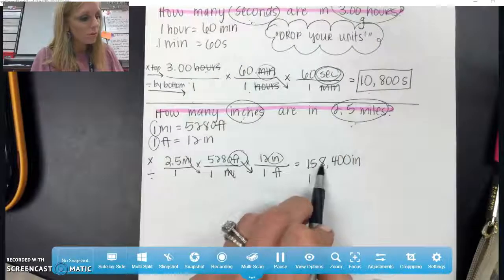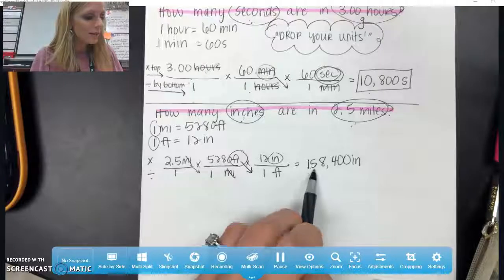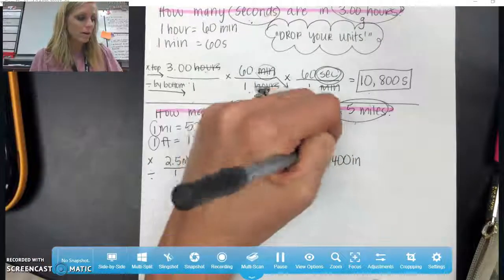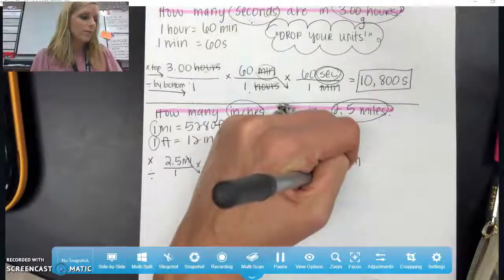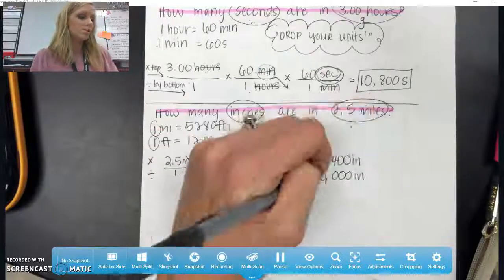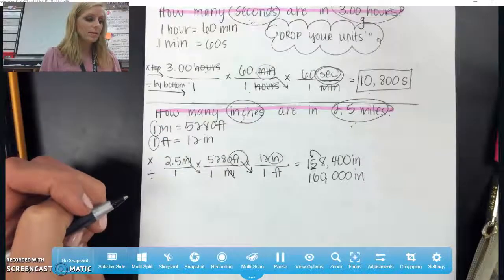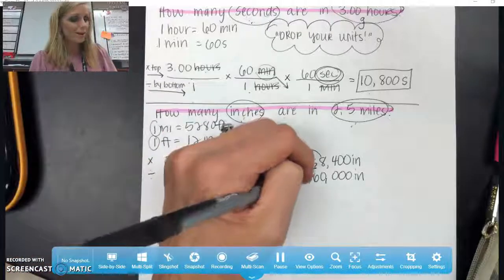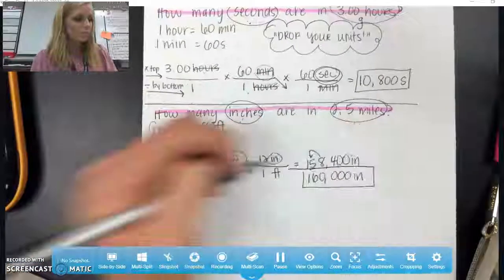So I've got 1, 2, 3, 4 sig figs. I need to get it to my second sig fig. The 8 tells me to round up, and then you just turn everything else into zeros because you can't say just 16 inches. It's supposed to be in the hundreds of thousands, right?